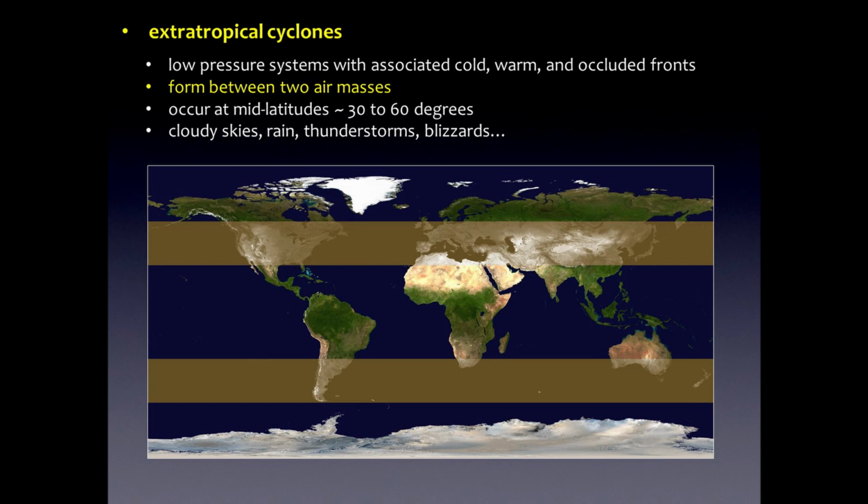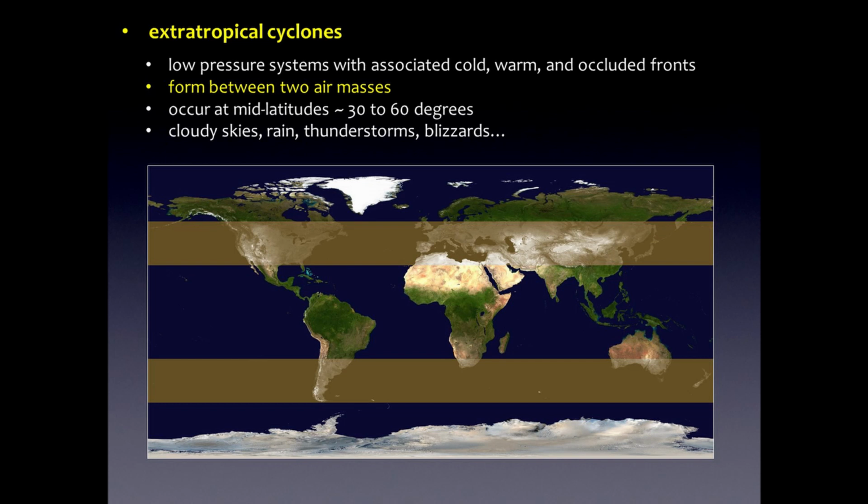In order to have an extratropical cyclone, you have to have two air masses in that front occurring between these two air masses. They're a low pressure system associated with both cold, warm, and occluded fronts. So you have a cold front or warm front coming together. And where we typically see these extratropical cyclones, it's not always the case, but the majority of the time, is they occur at the mid-latitudes at somewhere between 30 to 60 degrees.